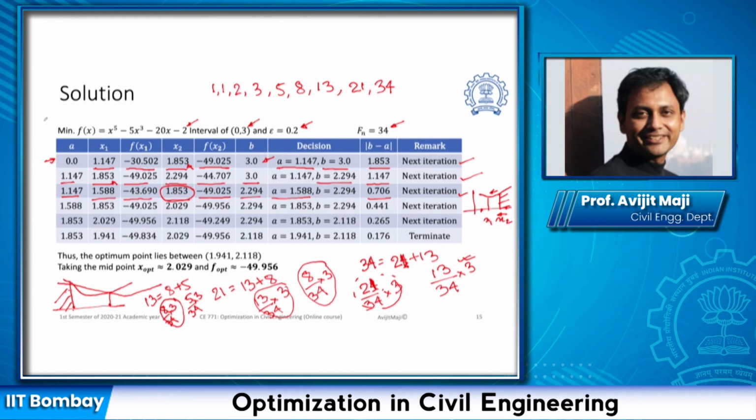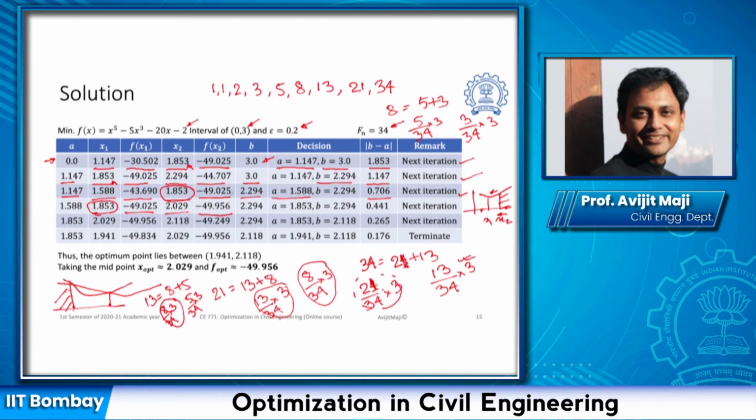So 8, we can write it as 5 plus 3. So the fractions are going to be 5 by 34 times 3 and 3 by 34 times 3. So again, if we look into the points based on these two fractions, in the revised boundary we'll find 0.1 and 0.2, and this 0.1 is actually the same point which we had in the previous iteration. So we are retaining the function value and we estimate the new function value.